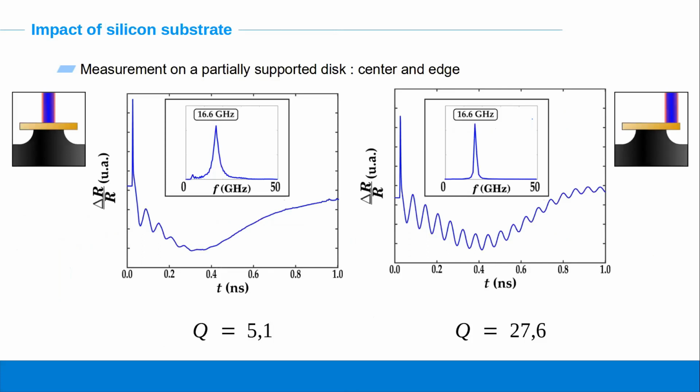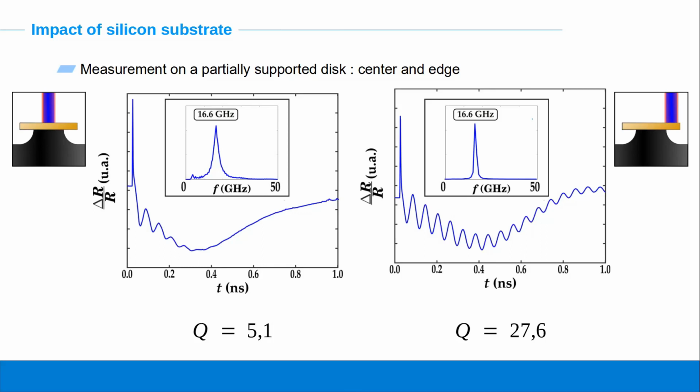So just like for the radial mode, we can investigate the spatial dependence. For the same sample, if we do measurements at the center and at the edge, we will obtain in both cases a similar frequency. But when we're looking at the edge, we obtain a much longer lifetime for the mode and a much more important quality factor.